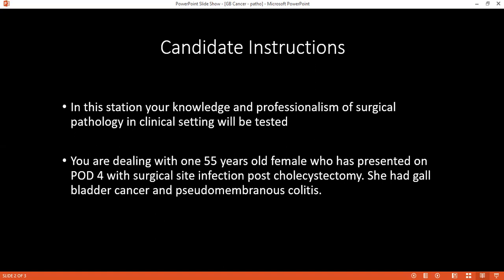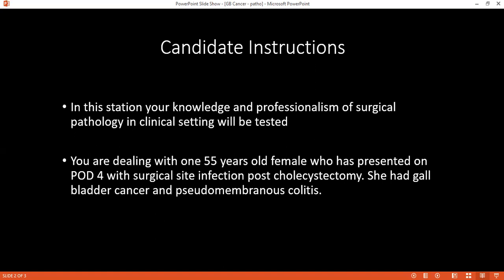What if you have explored and the wound was dry and there was only erythema around the site of the incision? What would you do next? Only erythema and tenderness, nothing else. I will start antibiotics and think of necrotizing fasciitis. Okay, necrotizing fasciitis.